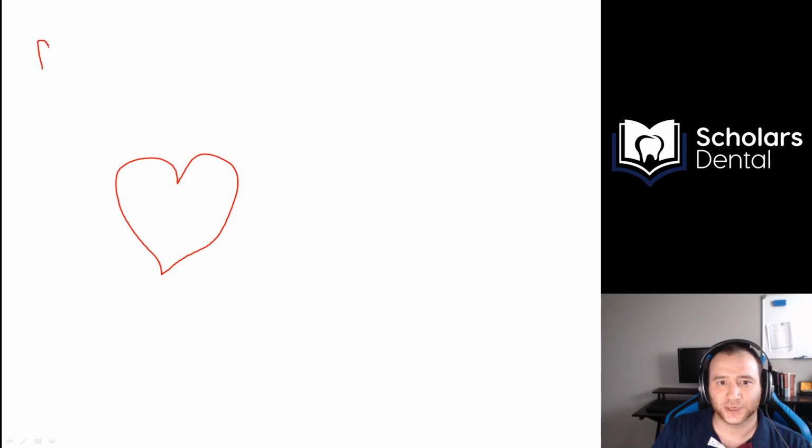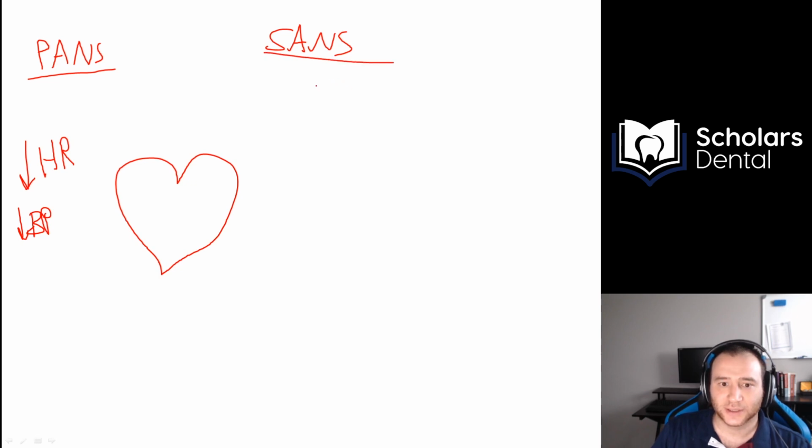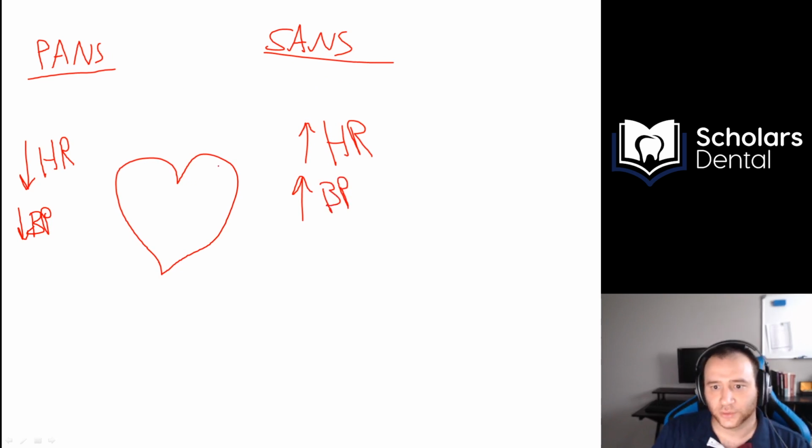Another example, let's say the heart, and this one is not 100% accurate, but let's not draw any neurons to make sure it's accurate. So the PNS, the parasympathetic, will cause, when it's stimulated, a decrease in heart rate, right? And a decrease in blood pressure in general. The sympathetic nervous system, when it's activated, it causes an increase in heart rate and an increase in blood pressure. Okay, so that's how that will work.